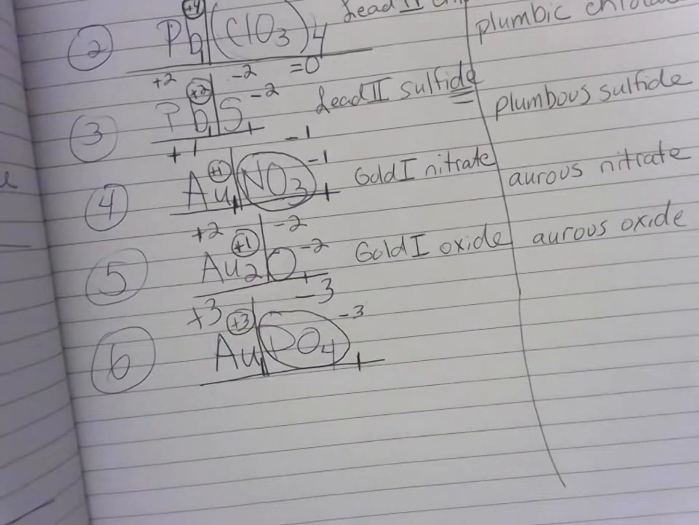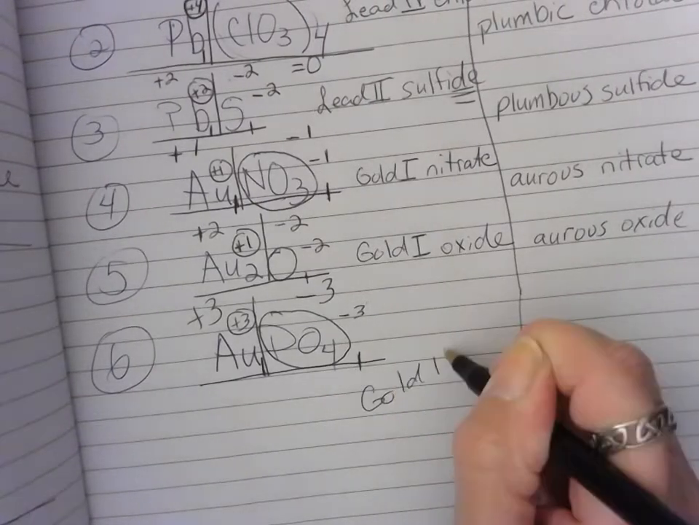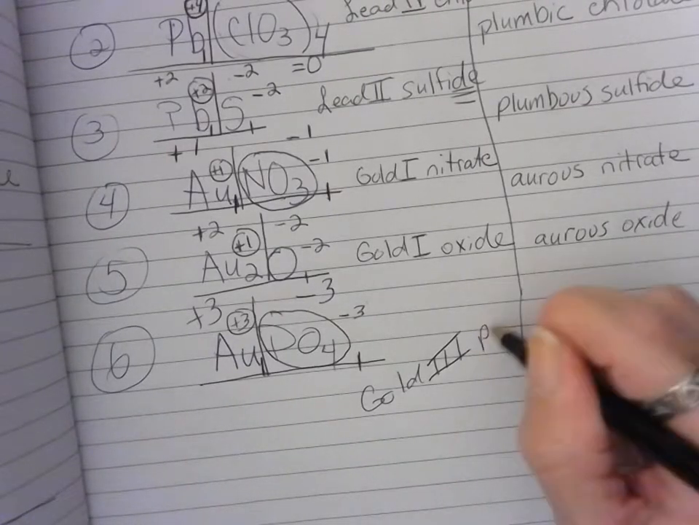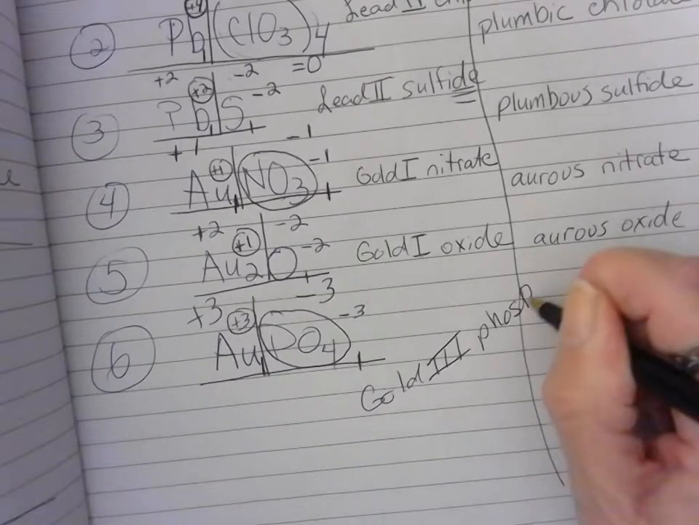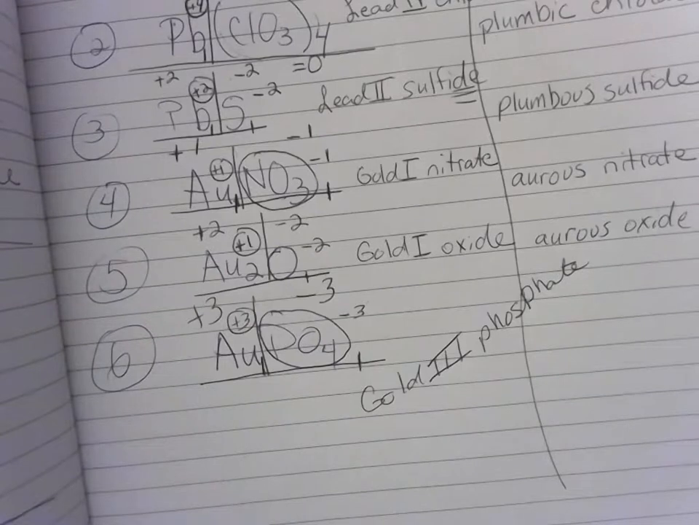So this one is gold 3 phosphate. This is going to be my higher oxidation number, so I would say auric phosphate.